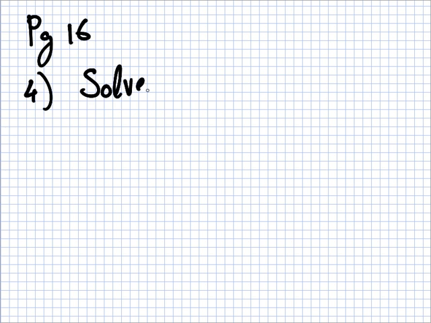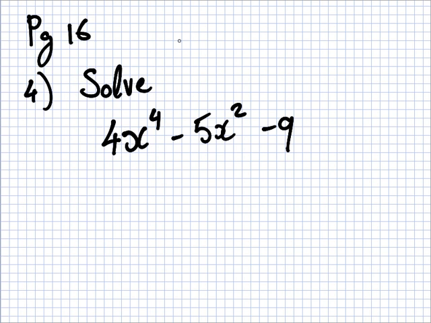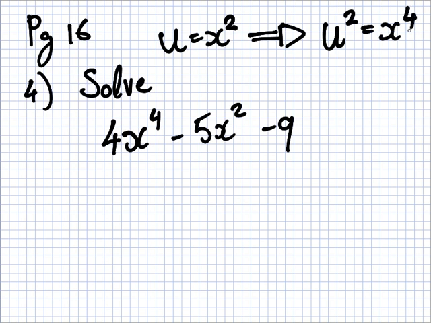Solve 4x^4 minus 5x squared minus 9. My hint is that u equals x squared. So that means that u squared equals x^4. So here I can change this into 4u squared minus 5u minus 9. So this is a quadratic in u.